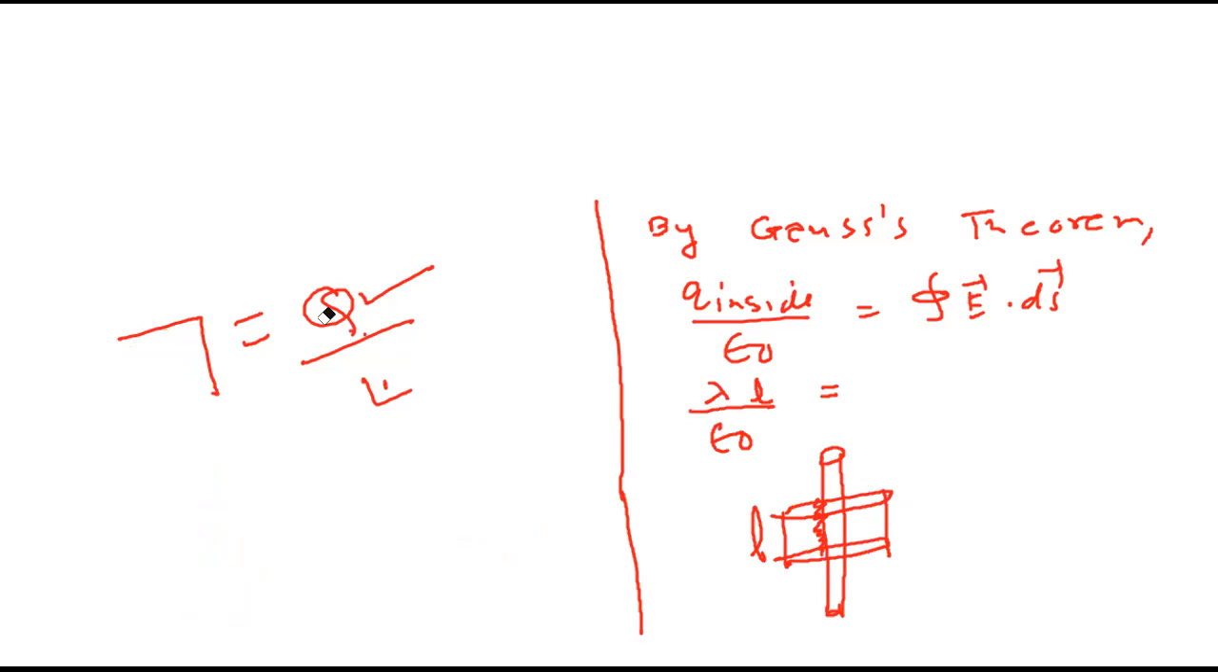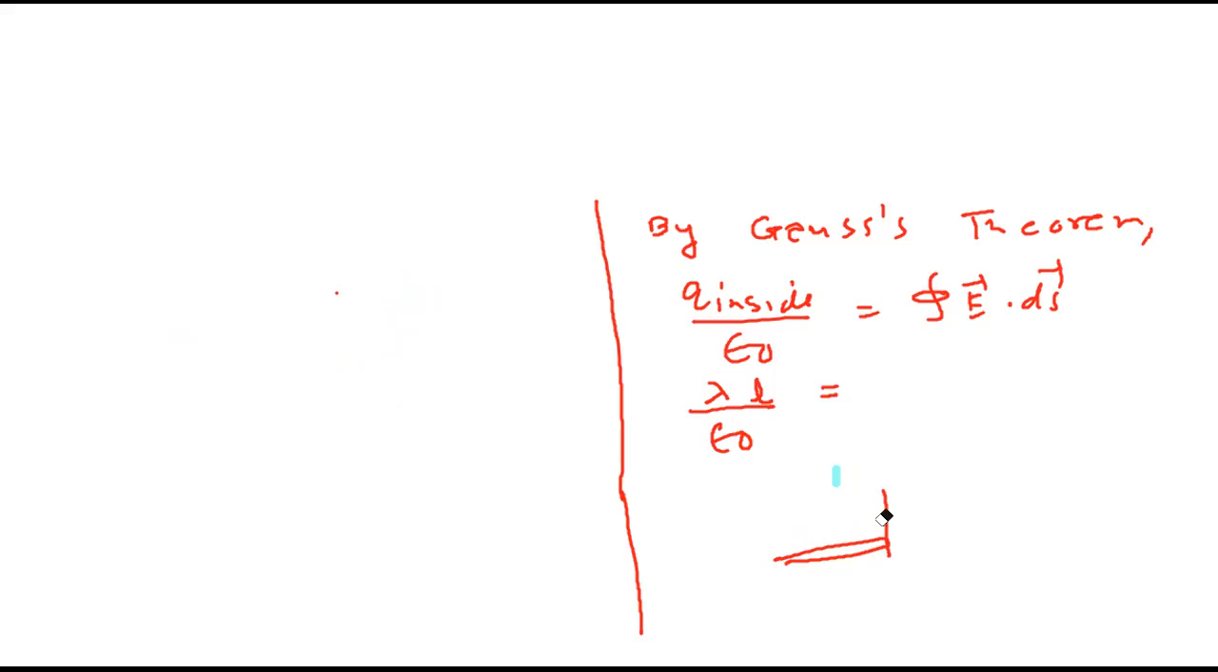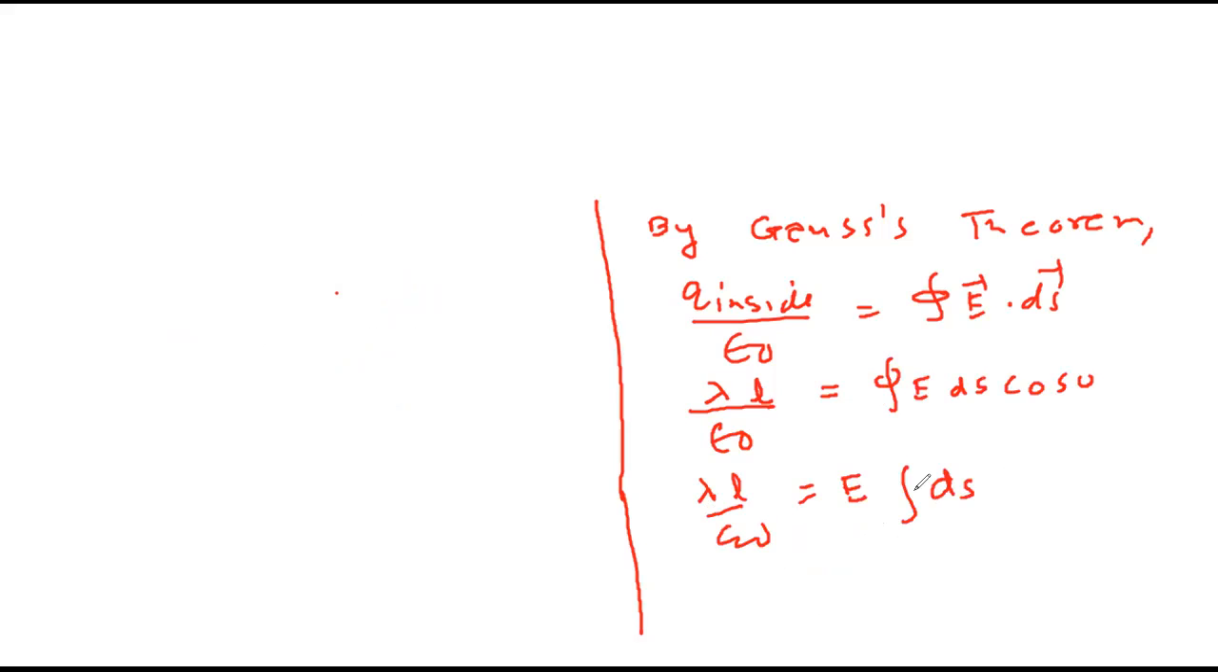Both E and the area vector are in the same direction, directed normally outward. So what is the angle between them? Zero. So E ds cos 0. Therefore, lambda L upon epsilon naught is constant everywhere, so I can bring it outside. The integration of ds cos 0 is 1.